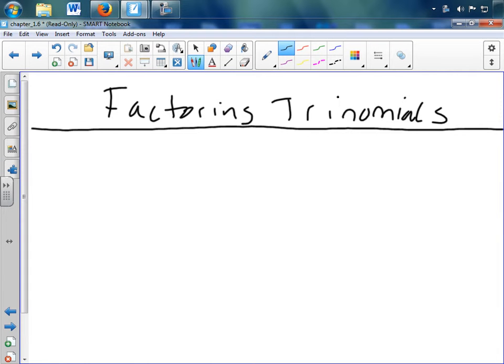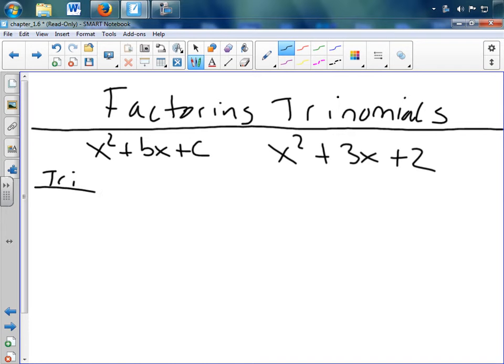Some things I need to remind you of are pretty quick. If you look, they're always in the form of x squared plus bx plus c. That is a trinomial. I'm going to put one over here: x squared plus 3x plus 2. Okay? Things you need to worry about. If the original trinomial comes in this form, plus plus, its factored form will be plus plus.